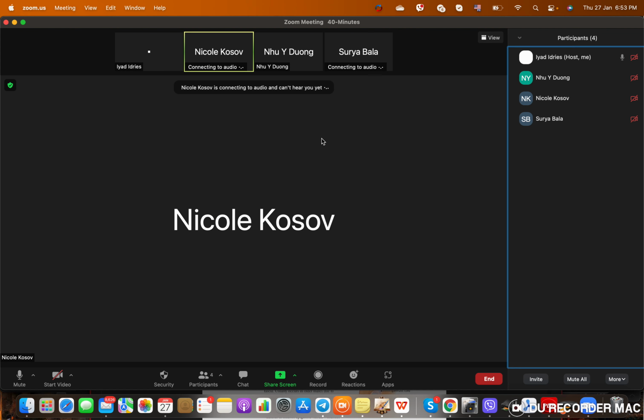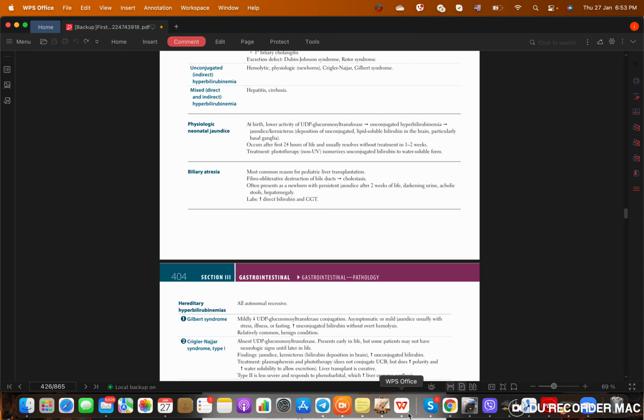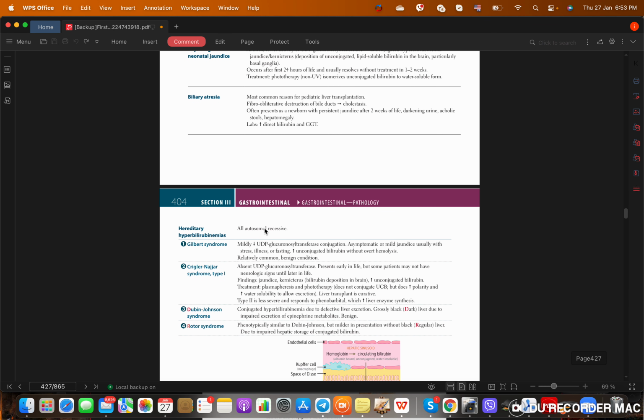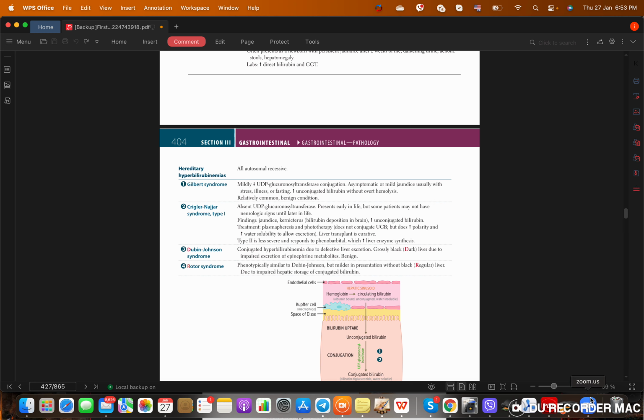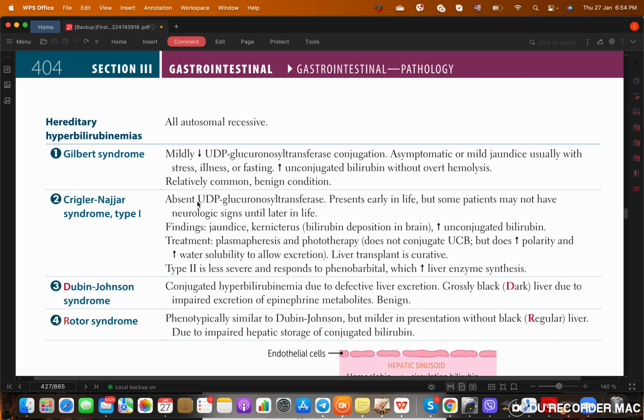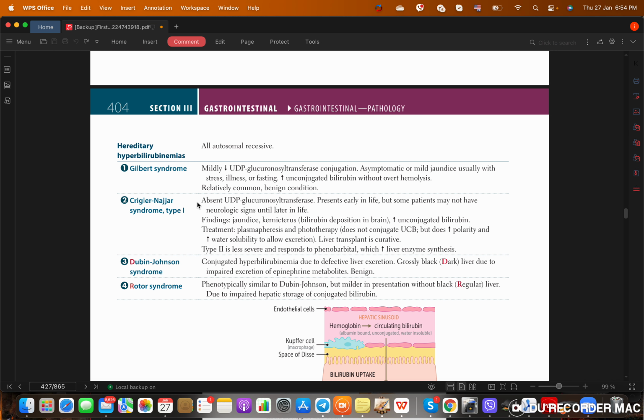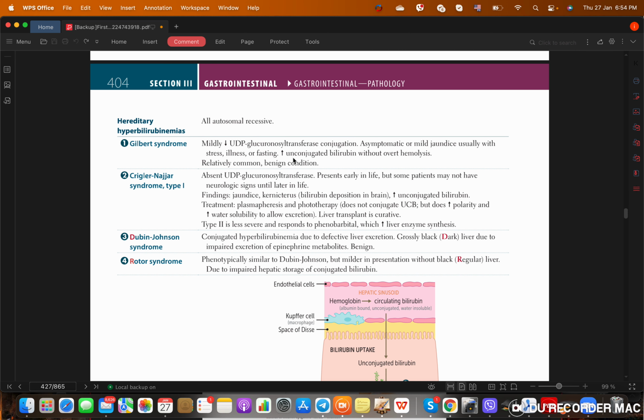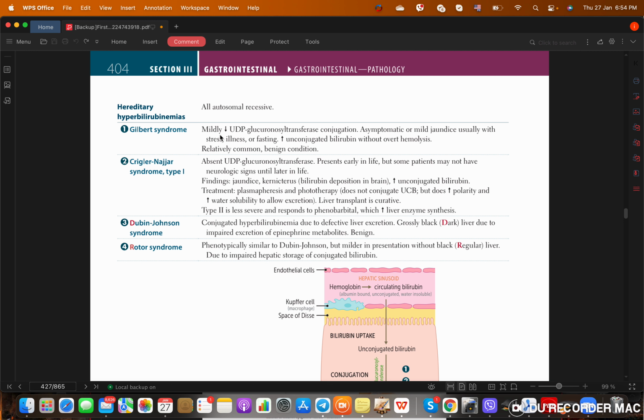So now we have the following. We are speaking about the hereditary hyperbilirubinemia, their causes, what's up with them, and there are a few diseases you need to know about. Guys, little trick, most of the diseases, not all of them, I mean enzymatic related diseases, are autosomal recessive. Most of them, not all of them. If you take a look here, we have Gilbert syndrome. You will have a mild decrease in the UDP glucuronosyltransferase conjugation process. Can someone tell me where does this process occur in the liver? Which zone of the liver does this process occur in?